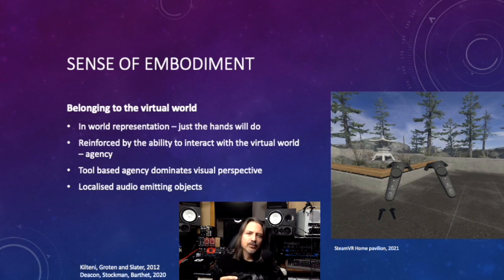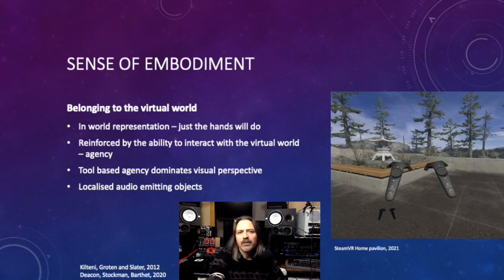A system whose affordances employ the use of virtual objects can also strengthen the sense of embodiment when those affordances are successfully used. This extension into tool-defined peripersonal space is a mechanism for tool embodiment that can dominate visual perspective, reinforcing the sense of embodiment. If the tool-based objects are also localized emitters of sound, the effect is strengthened.